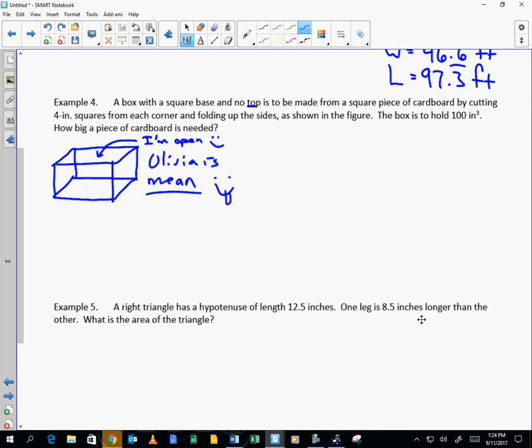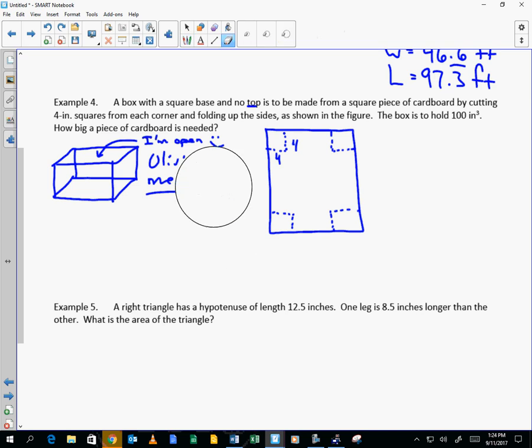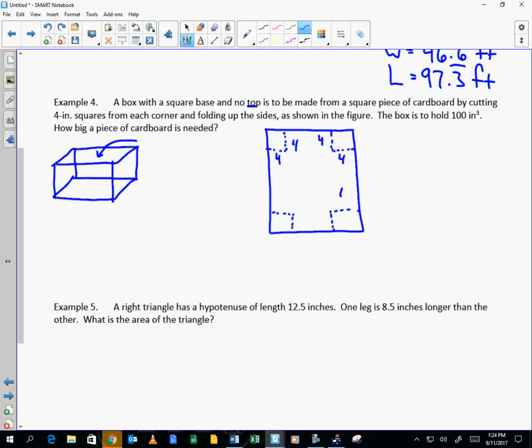All right, so now we want a square piece of cardboard that we're going to use to make that. So I've got a square piece of cardboard, and I cut off a 4x4 off of each edge, right? Cutting a 4x4 off of each corner. It says the box holds 100 cubic inches. How big a piece of cardboard is needed from the beginning?